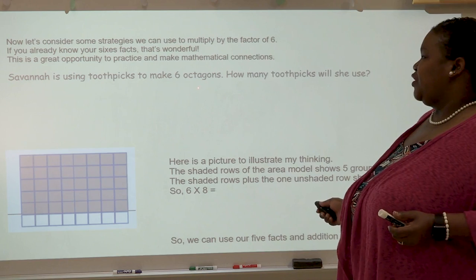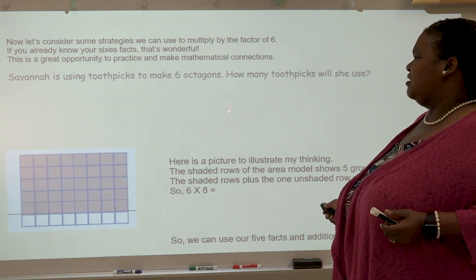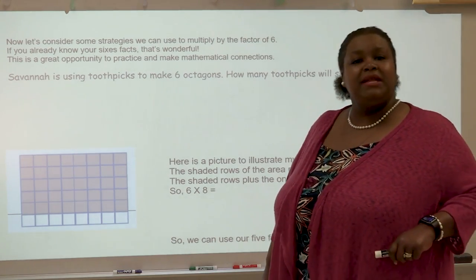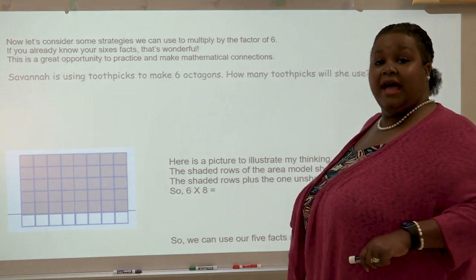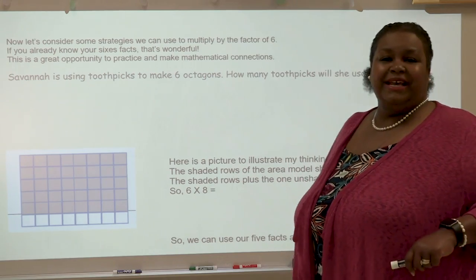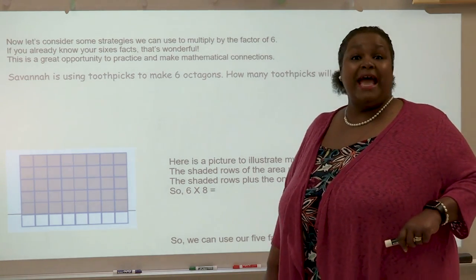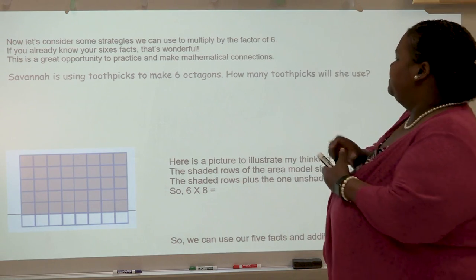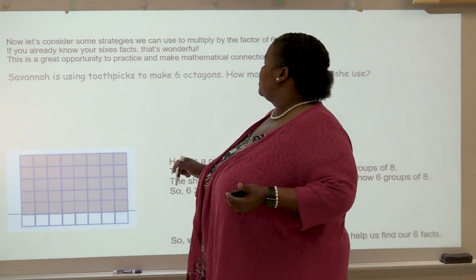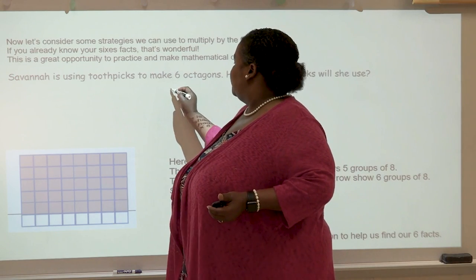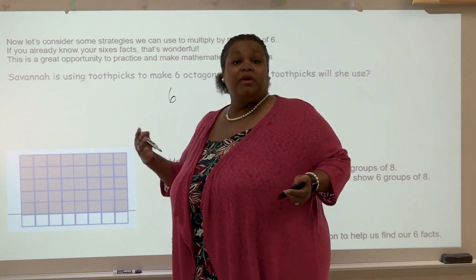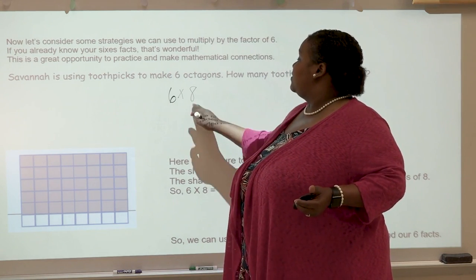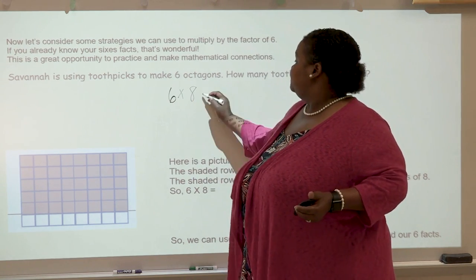All right, first I need to make sense. Octagons. Again, show me with your fingers, how many sides does an octagon have? And I bet you're showing me 8. I hope you're showing me 8. There's 8. So, she's making toothpicks. She's making 6 of them. So 6 would represent the number of groups, times 8 would represent the sides of an octagon.